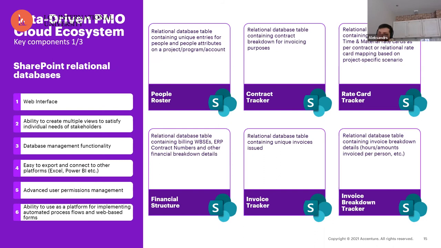And then there could be a financial structure table, which would display contract entries from financial perspective. And then invoice tracker is actually where you store invoices, invoice breakdown tracker, where you store breakdown information on invoices. For example, how many hours did you invoice per certain person, per certain invoice.